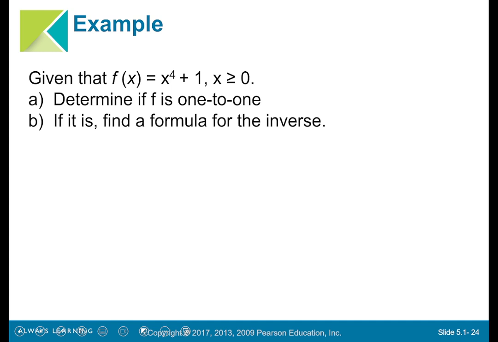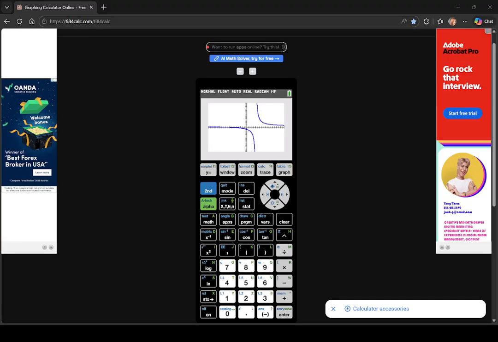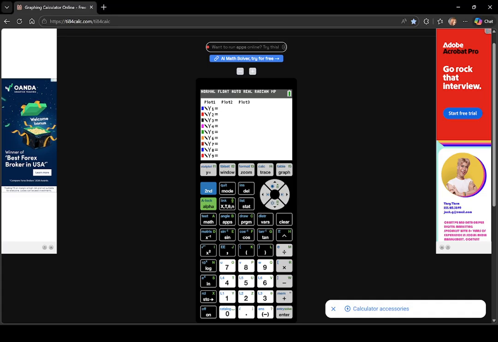So now for an example, given that f of x equals x to the 4 plus 1, looking at x greater than or equal to 0, determine if f is 1 to 1, and if it is, find a formula for the inverse. So if we look at our graph here, for this example, we go to y equals, and we're looking at x to the 4 plus 1. Make sure that you push the over button. Make sure that the plus 1 doesn't end up in the exponent with the x to the 4.